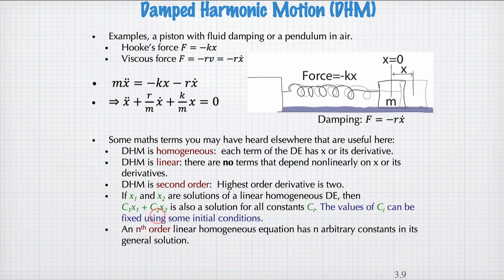Now, in general, an nth order linear homogeneous equation will have n arbitrary constants in its general solution, and we need each one of these n constants to fit n initial conditions, because a third order equation would need initial position, initial velocity, and initial acceleration. A fourth order would need the rate of change of acceleration, which is called jerk, by the way.